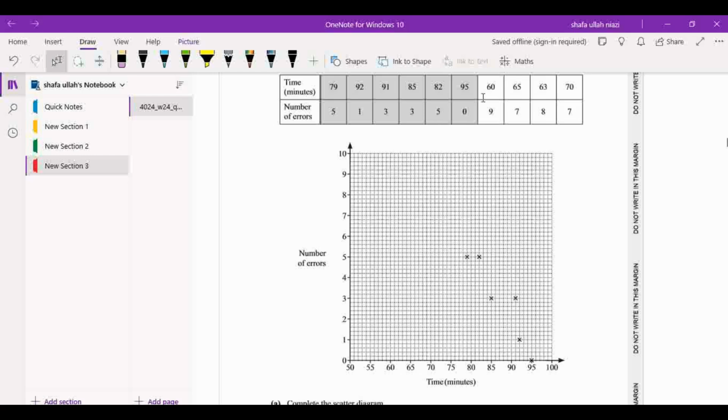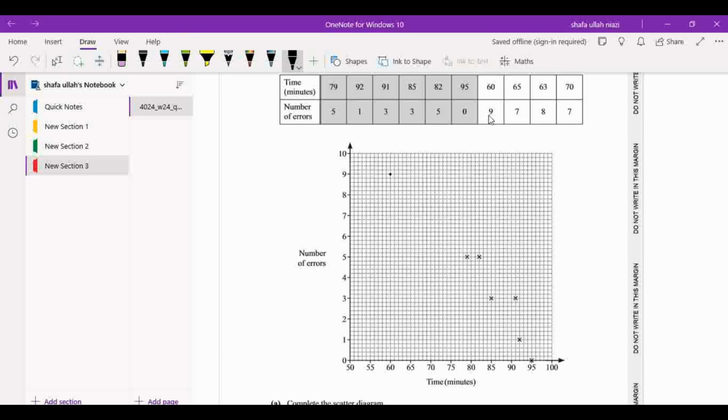Next is 60. 60 is here and the number of errors is 9. So 60 is this line. We go on this line and where is 9? We go on this line and this is not 60. This is 60. So this is the point here. For 60 there is 9.